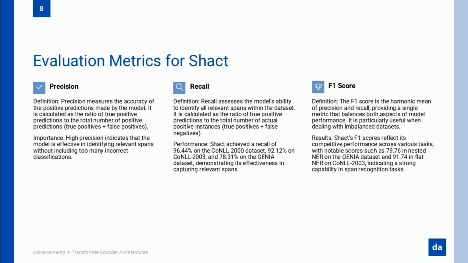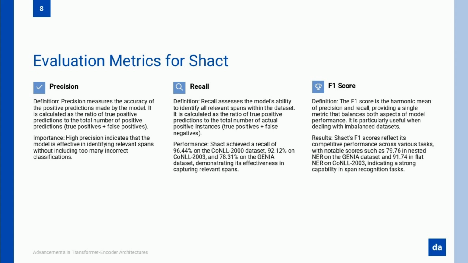That's where recall comes in. Recall measures the model's ability to identify all the relevant spans within a dataset. It asks a different question. Of all the spans that should have been identified, how many did the model actually catch? Think of it like a detective trying to find every clue at a crime scene. A high recall score means fewer critical spans were missed, which is especially vital in applications like medical text analysis, where missing key terms could have real-world consequences.